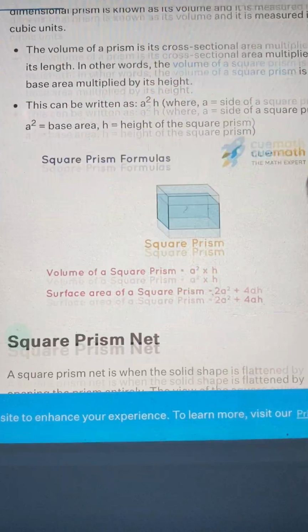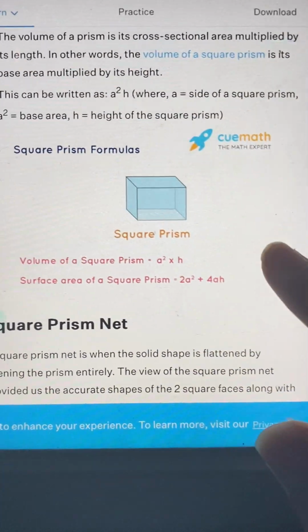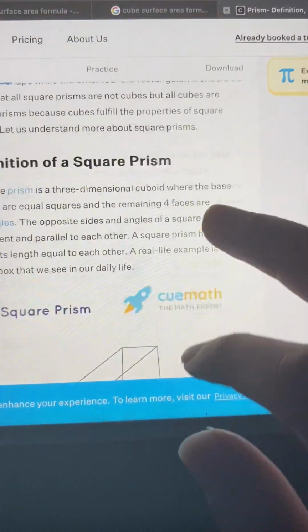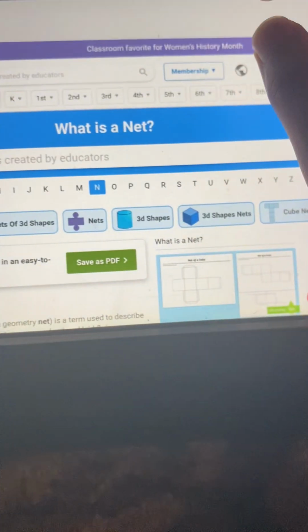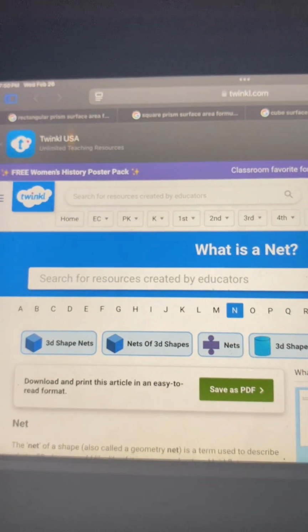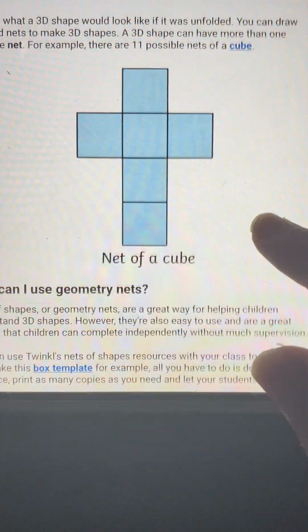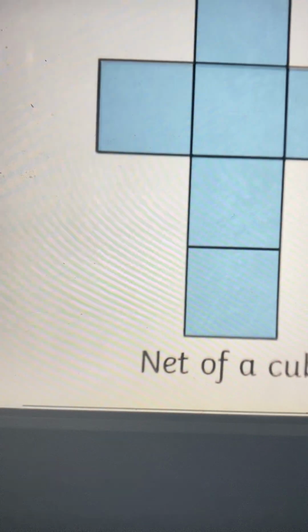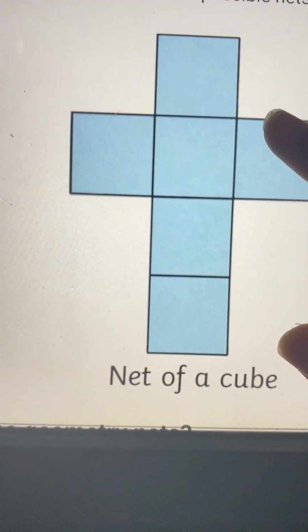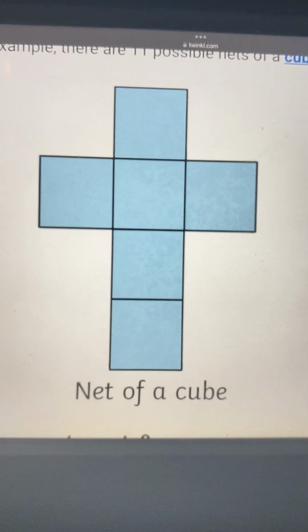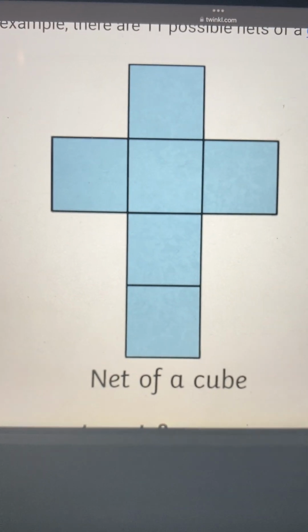So, this is the square prism. And the square prism is really a true fascinating delight. But the cube is really a powerful delight because this time the net of a cube looks like the letter T. It looks like a lowercase letter T.